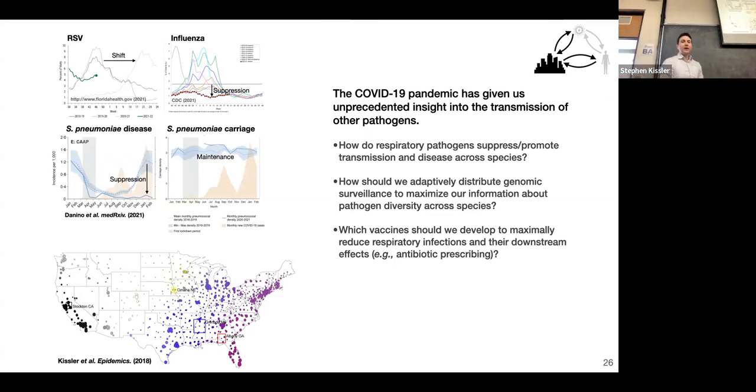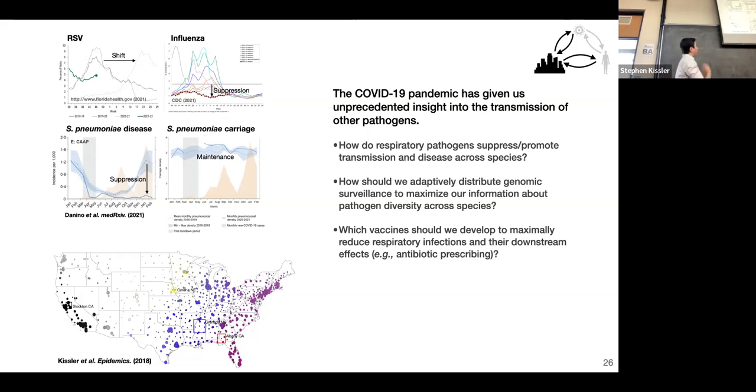So first, from a basic epidemiological point of view, how do respiratory pathogens suppress and promote each other's transmission? Then we can ask how we should distribute our surveillance to get a better understanding of which of these pathogens is circulating where. And all of that is aimed towards trying to understand, okay, so we have new vaccine platforms that we might be able to develop vaccines against these pathogens. Depending on what our strategies are, which pathogens should we vaccinate against to achieve some specific outcomes?